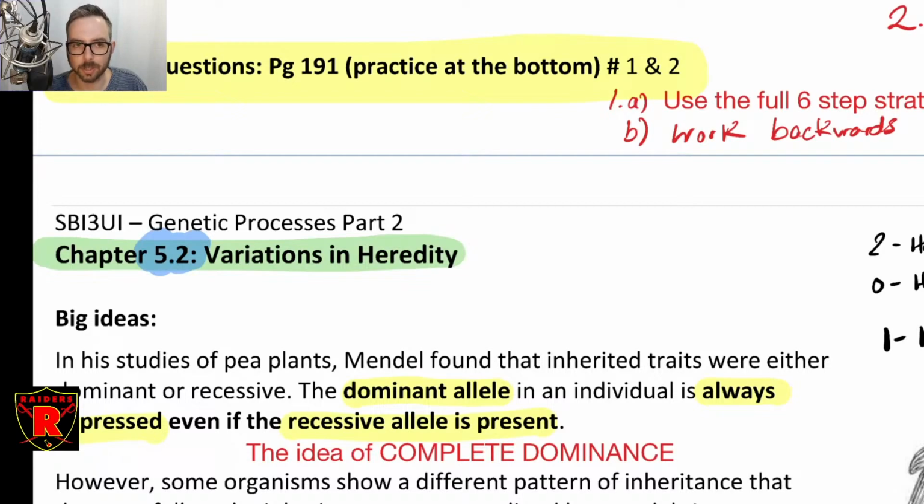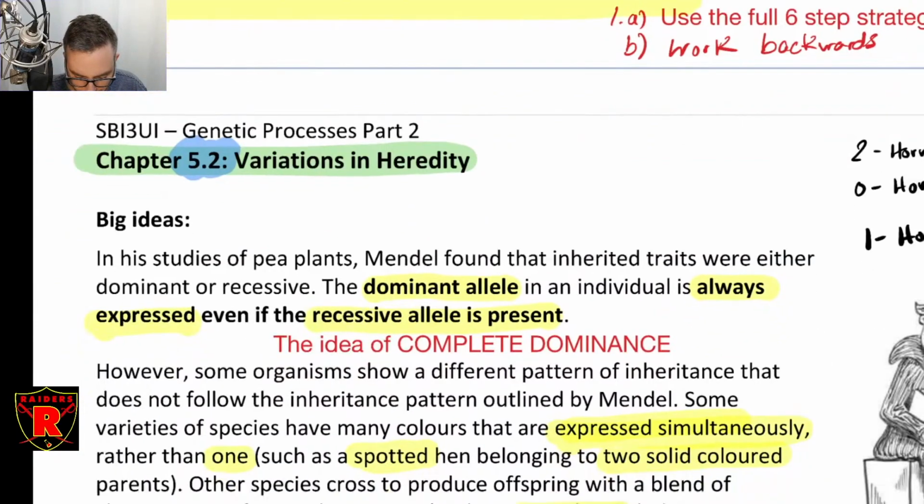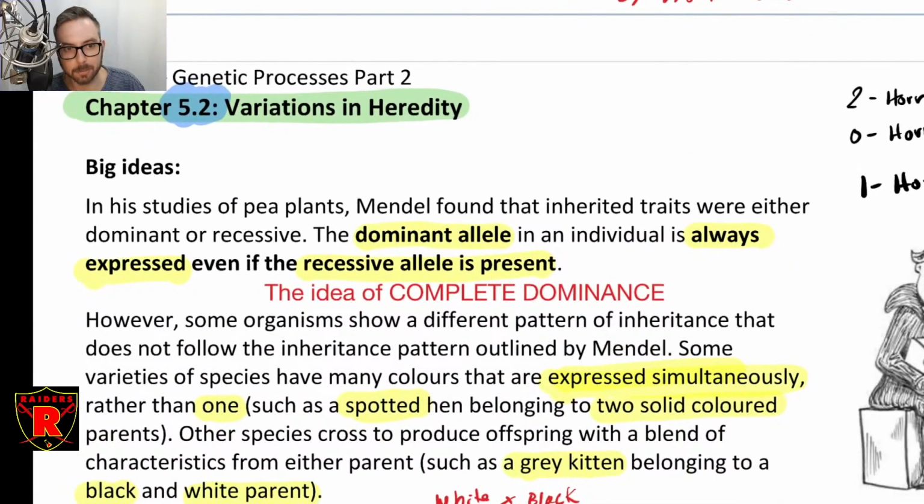And then tomorrow we're going to talk about one last variation in heredity. It's called multiple allelic inheritance. So that's the last one that we're going to talk about in the course. And then we're pretty much done, by the way. Genetics. Woo! Anyway.